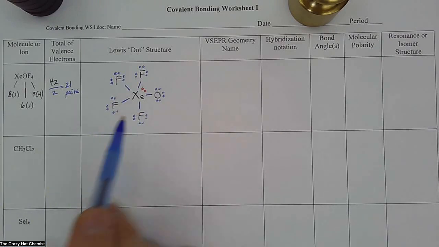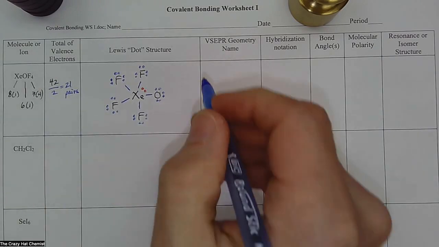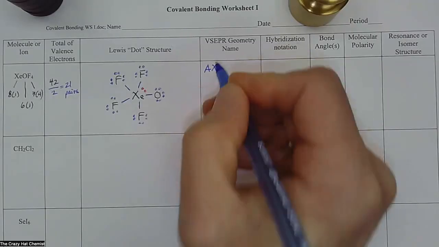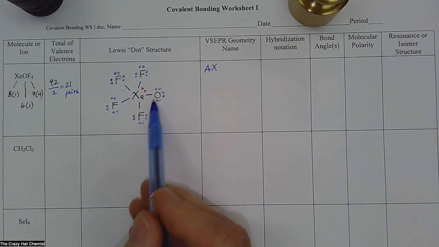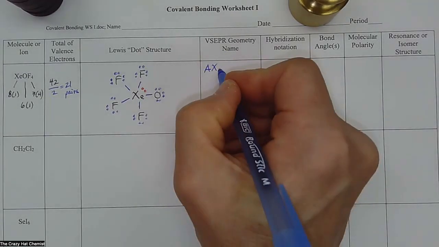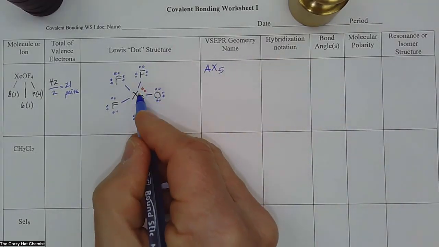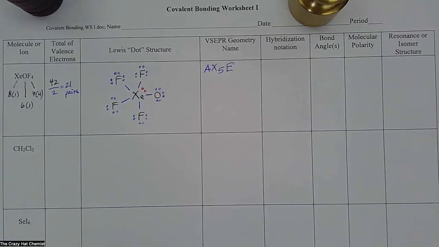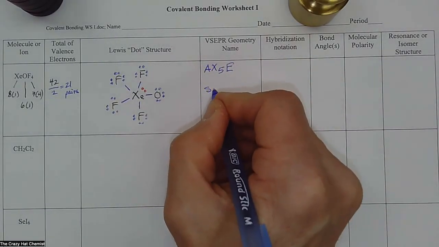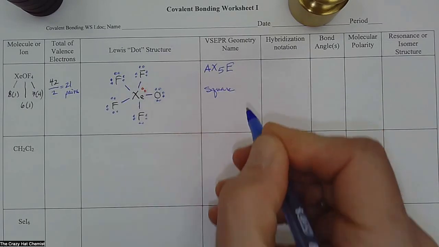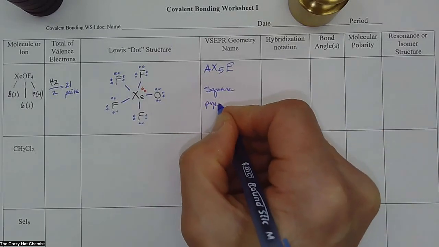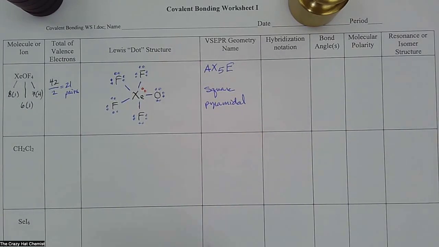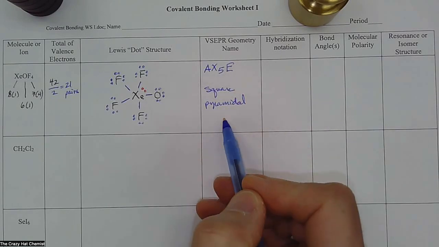All right, so now what we're going to do is we're going to get the molecular geometry or shape name. And how I get this is making an AXE. So the A is the central xenon. The X are the atoms attached to it. So that's 1, 2, 3, 4, 5 of them. And the E is the lone pair of electrons on the central atom. And that's an E. So what does that correspond to? That is square pyramidal. Okay, so that AX5E is square pyramidal.